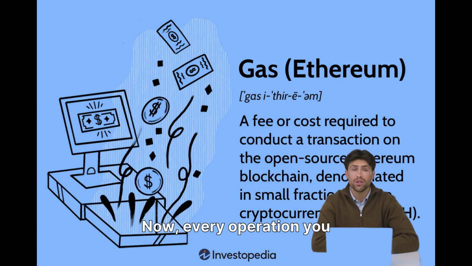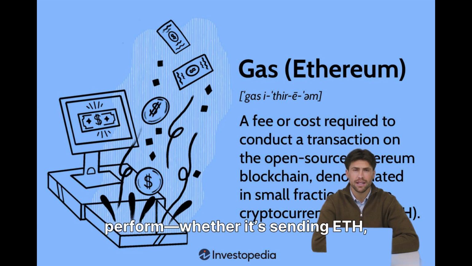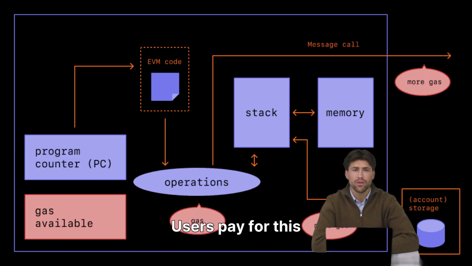Now, every operation you perform, whether it's sending ETH, executing a smart contract, or interacting with a decentralized application, requires a certain amount of gas. Users pay for this gas with Ether, and the price of gas can fluctuate based on network demand. This is where gas optimization comes into play.